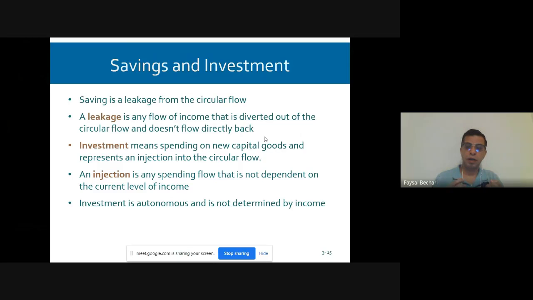An injection is any spending flow that does not depend on the current flow of income. It could be low, high, it doesn't matter. Investment is autonomous, standalone, and it's not determined by income. It could be an investment from outside, or somebody who has lots of cash and moves it from one place to another place to invest in it.